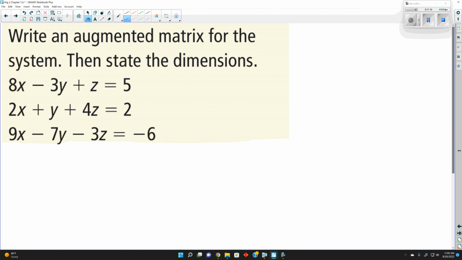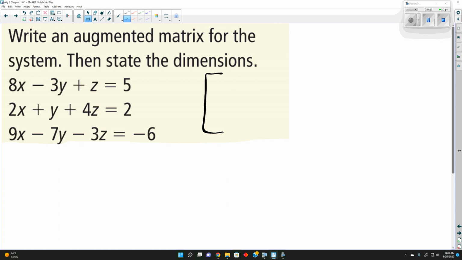We'll do this one here. This is the last one we'll do of writing an augmented system and stating the dimensions, and we'll move on to the next part. So if we look at these 3 equations, are all of them in the form of x, y, z? Yes. So we can go on and just write the matrix.